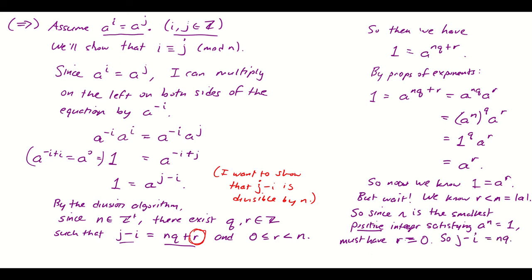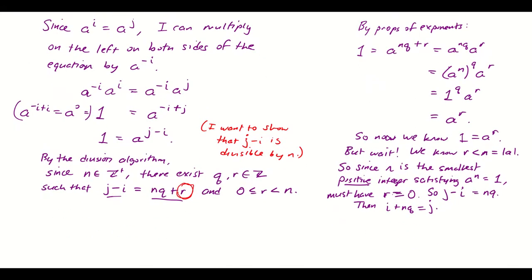Well, if that's true, then i plus nq equals j by just algebra. But that means, wait a minute, that should be a very recognizable statement there. What does that mean? So by definition, i is congruent to j mod n, and that's exactly what we wanted to show. So I think we're done. I think that's the second part.